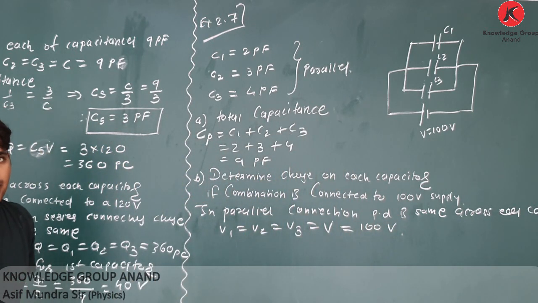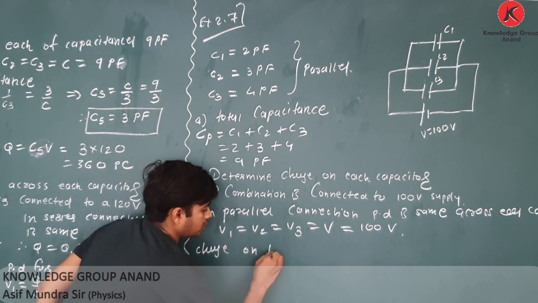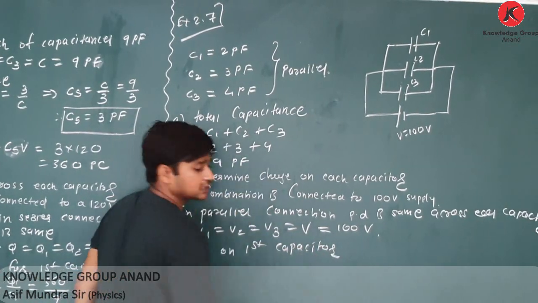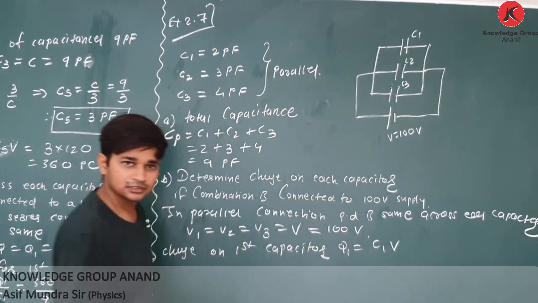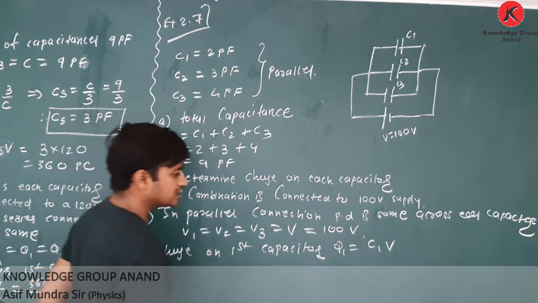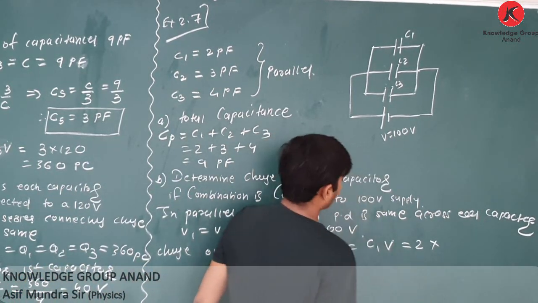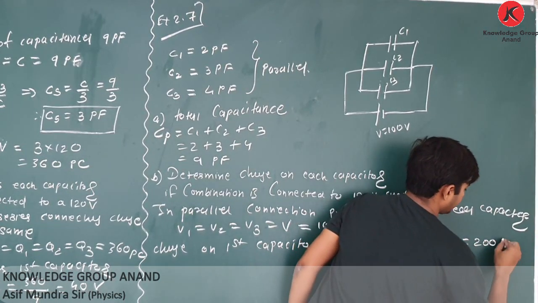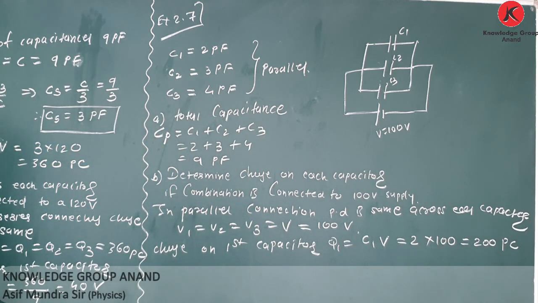Clear? Okay. Now how to find charge on first capacitor? Q1 is equal to C1 into V. Yes, you can write C1 into V1, but V1 is equal to V. So Q1 is equal to C1V. What is C1? It is 2 picofarad. And what is V? It is 100. So it is 200 picocoulomb. Any doubt?